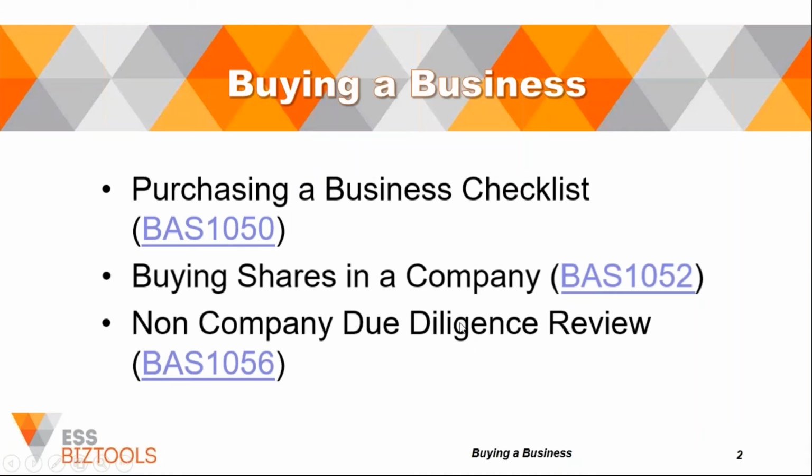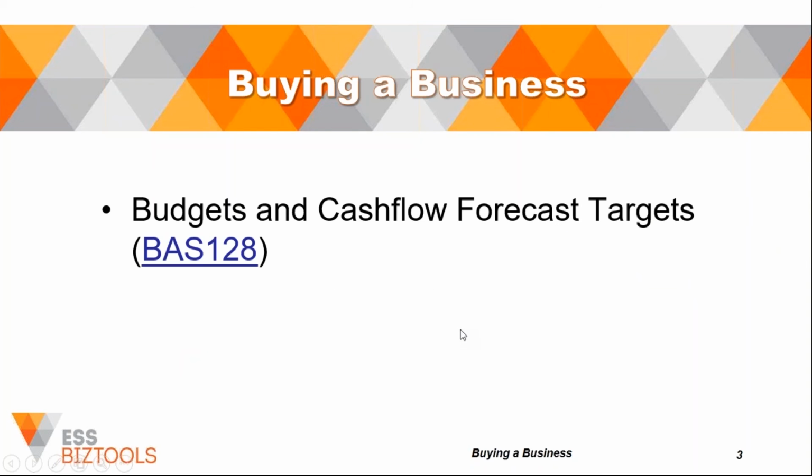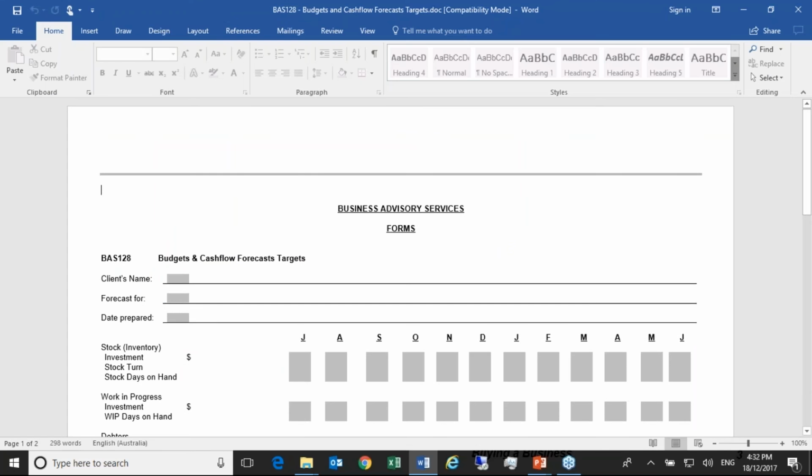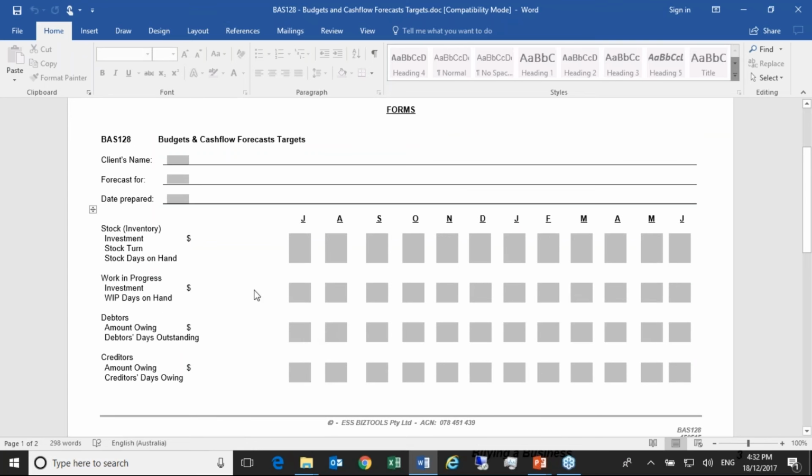Budgets and cash flow forecast targets can be very important because your client needs to set their own budgets for this business so they can determine their own cash flow requirements. So what's the investment going to be at the end of each month in stock? What sort of stock turn are you anticipating, or the stock turn days on hand? Work in progress, what's the potential investment? Debtors investment, debtors days outstanding.